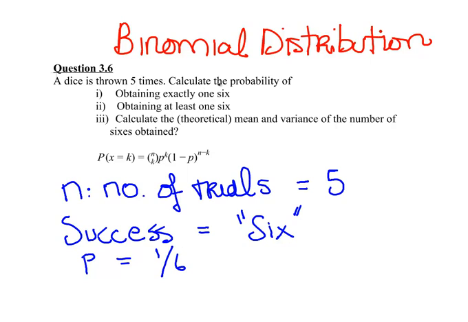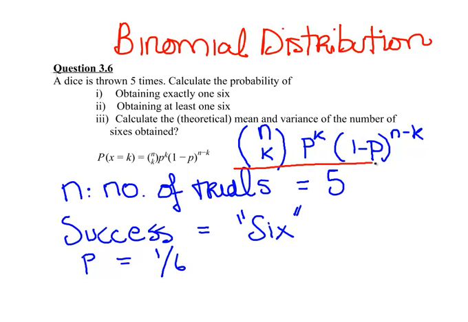Now, I have a little formula here beside it, and generally this formula is given in the exam paper, or it's not too bad to remember, but I'll just write it out again here: n choose k, p to the power of k, times 1 minus p to the power of n minus k. That's just writing out the formula again, to make it a bit clearer.